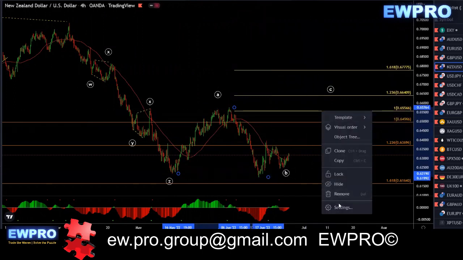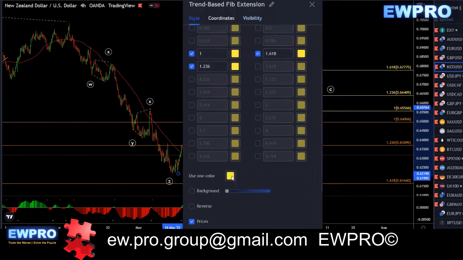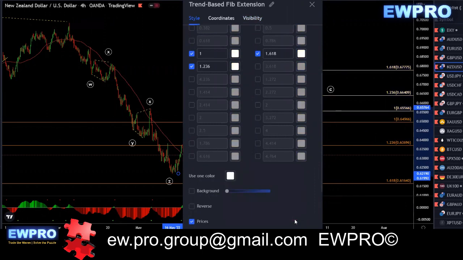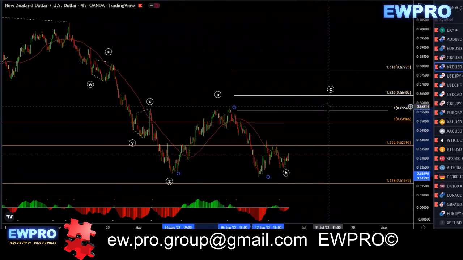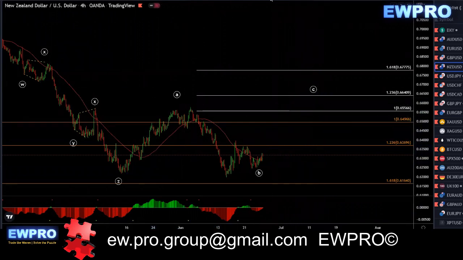If I just change that settings, so we're just looking for that 100 pip, and then possible reversal. If you get a reversal off that 100 pip, well, then you can look for the sell. This stage, we're looking for the buy.